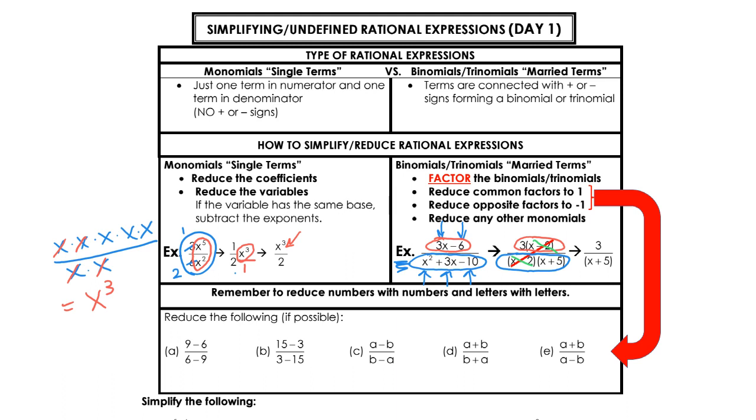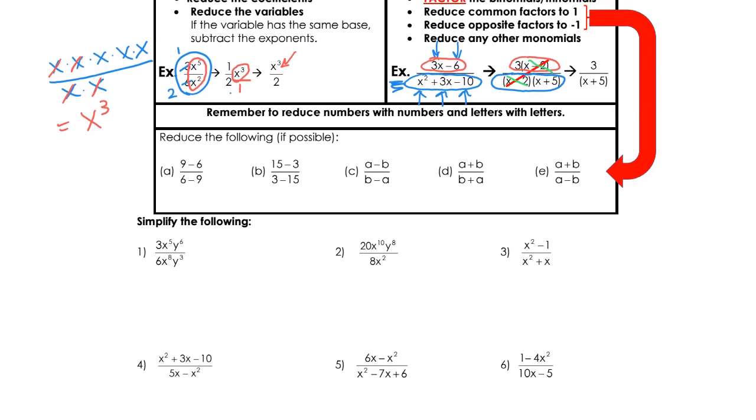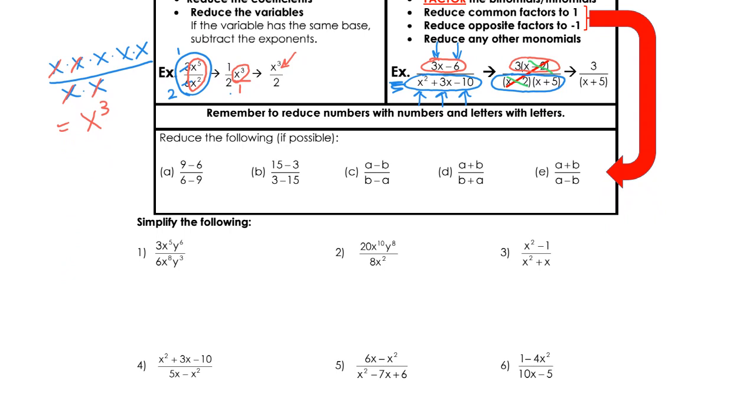Okay, there's one more thing we have to talk about when we reduce, and that's going to be taken care of in this next part, A through E, and it's asking you to reduce the following if possible. And these first 2 examples with numbers are going to help you understand the next 3 examples with letters. And so in A, 9 minus 6 is equal to 3. On the bottom, 6 minus 9 is equal to -3. And 3 divided by -3 is equal to -1. Okay, same thing in part B, 15 minus 3 is 12.